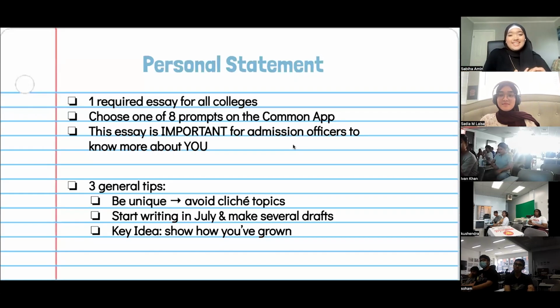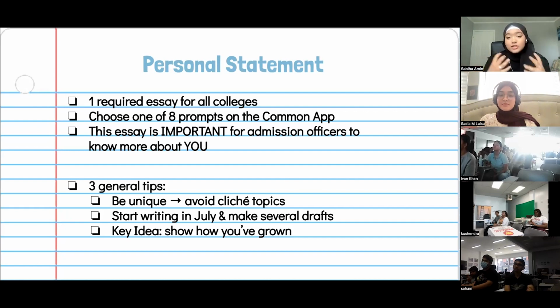Now, the next thing is the personal statement. So the personal statement is one essay that you submit to all colleges, and it's required for all colleges. There are other essays, but they're optional, and we're going to talk about them later. You can choose one of 8 prompts on the Common Application, and one of the prompts is just write about anything that you want. So there's a lot of flexibility.